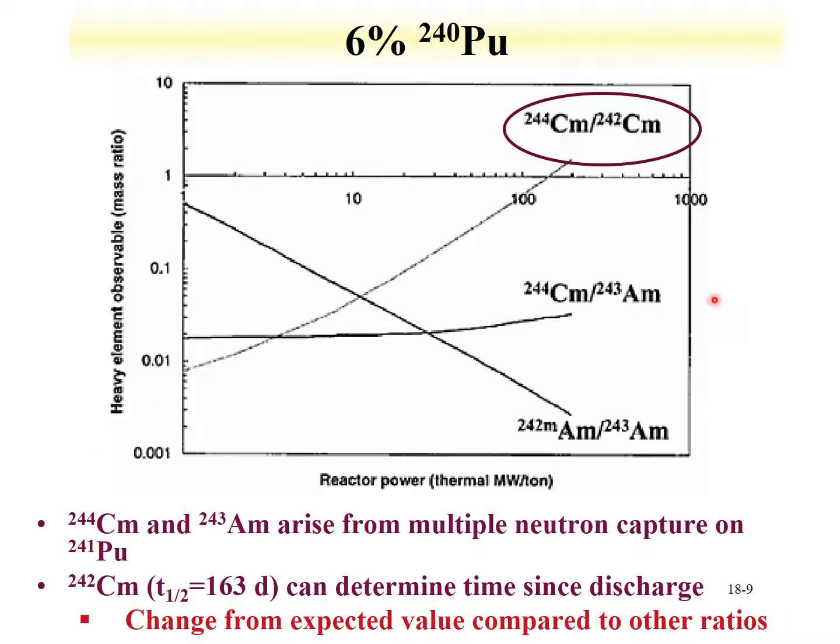There's another example of a ratio that can be used, the curium-244 to americium-243 ratio, but we see that it's not as sensitive over the entire regime, over the entire energy regime. You only get some slight changes between 100 and 1,000 megawatt thermal per ton, so it's not as sensitive as a signature. The curium-242 can also be used to determine time since discharge, since it has a half-life of 163 days. We expect this to change compared to the other ratios because of the relative short half-life of the curium-242.